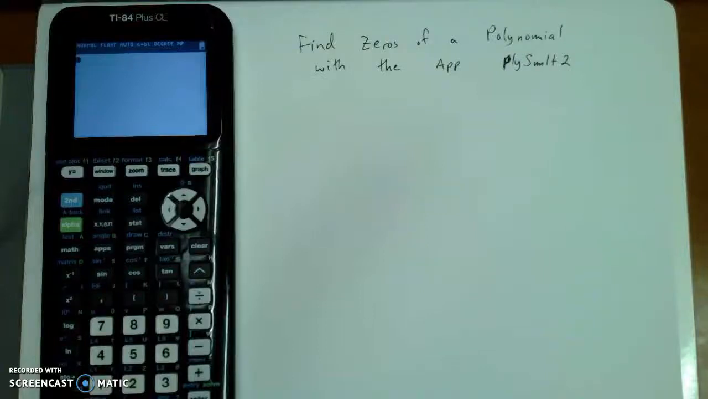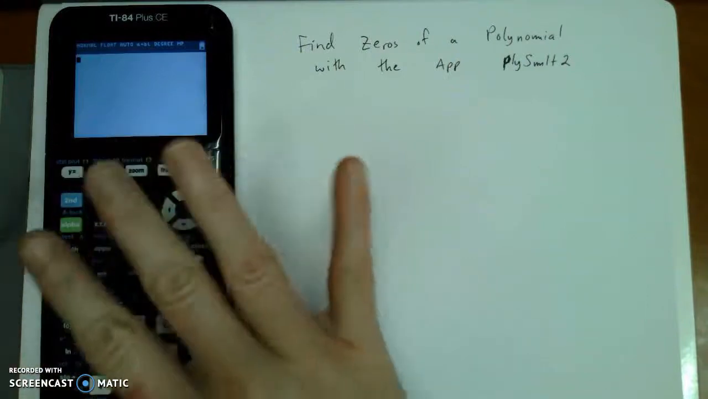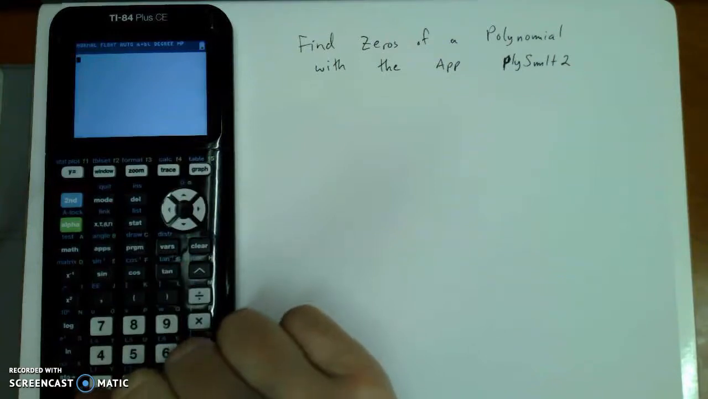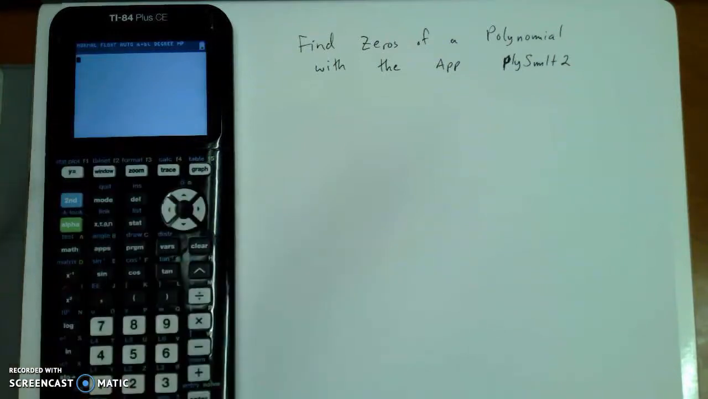In this video, I'm going to look at how to find the zeros of a polynomial. Now, I have a different video for looking at how to find those zeros if we have a graph, but this time I'm going to use an app. Different calculators may not have this app, so again, I'm using a TI-84 Plus CE. Most of the modern calculators will have this, but again, they don't all.